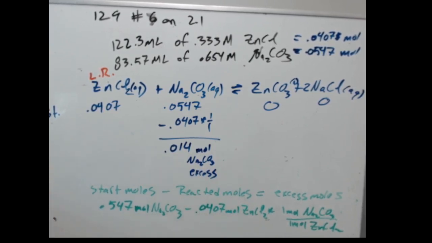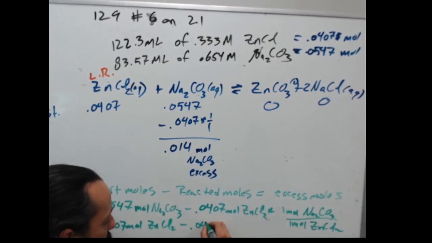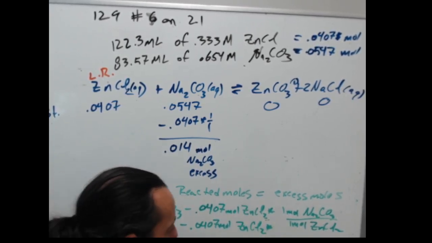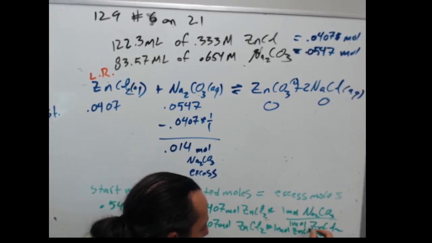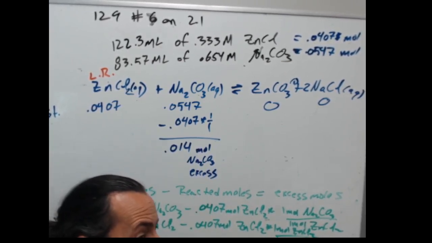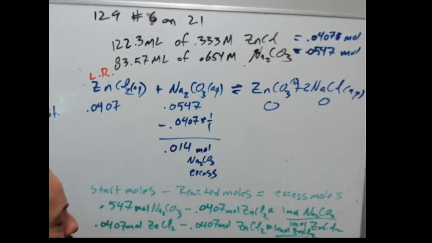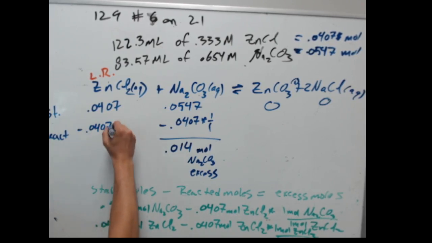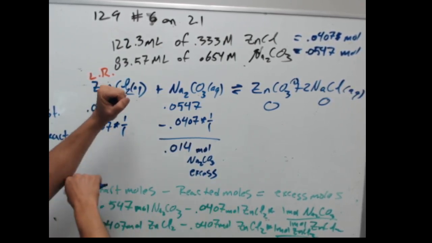Now, I do the same calculation again for my zinc chloride. 0.0407 moles ZnCl2 minus 0.0407 moles ZnCl2. Here the mole ratio is kind of pointless because it's 1 mole of ZnCl2 for 1 mole ZnCl2, so I'm actually just multiplying by 1. The unit change doesn't matter. I still do it because if I don't do it consistently, I always end up forgetting someplace. So my reaction step is minus 0.0407 times 1 to 1. Notice it's the same math. I'm just changing the way I'm organizing it.